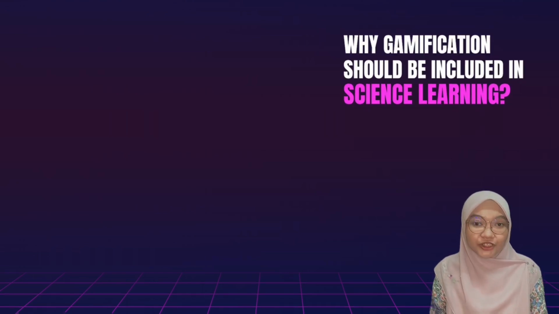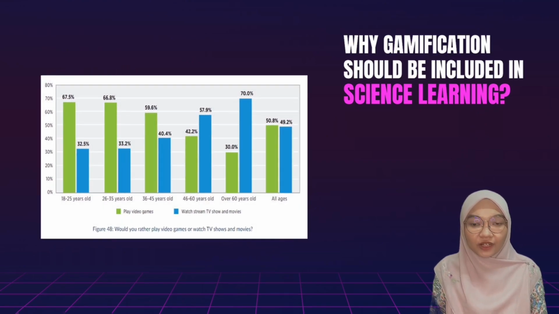Why should gamification be included in learning science? Based on the statistics, the State of Online Gaming 2020 research report says that between playing games and watching TV shows or movies, there are clear preferences by age groups, where gamers 18 until 45 prefer to play video games, and those 46 and older prefer watching movies and TV shows. According to a Pew Research Center report, gaming is social for most teens. That's why gamification should be included in learning science.